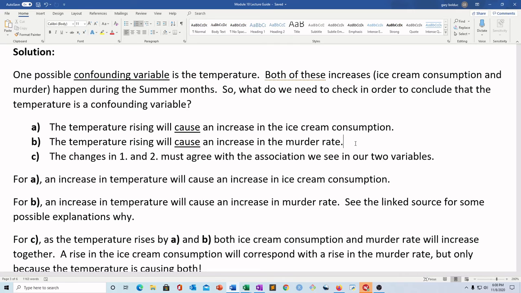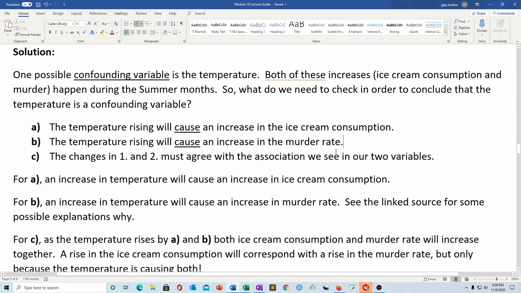Okay, so then what's the third piece of this we have to just be thinking through? Temperature impacts ice cream consumption. That's this. Temperature impacts murder rate. Awesome. What's the third thing we have to check? That this causal relationship between temperature and ice cream, temperature and murder rate, does that actually do the same thing in the sense of making the association also appear? So what was our association? Ice cream goes up, murder rate goes up. So they both increase together. Well, what is temperature doing? Ooh, it's making them both increase?